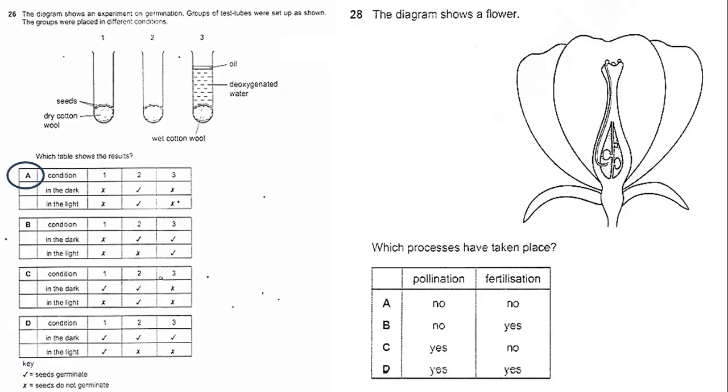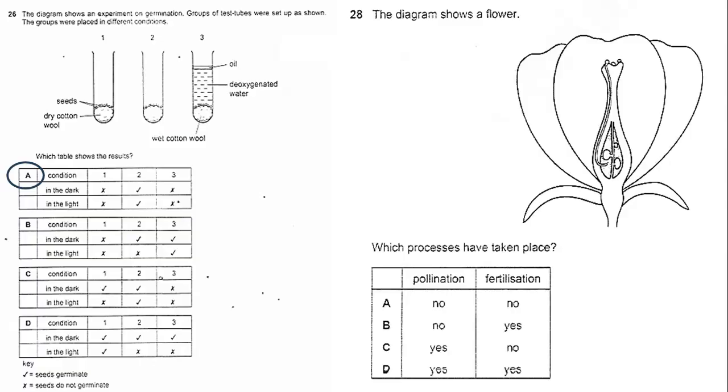And this is the tricky part in this question. Light or darkness does not affect germination. So here you need to look closer and make sure that the conditions needed for proper germination are here, which are water, oxygen, and proper temperature.